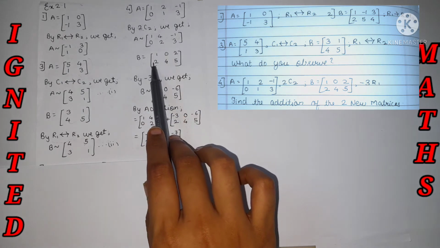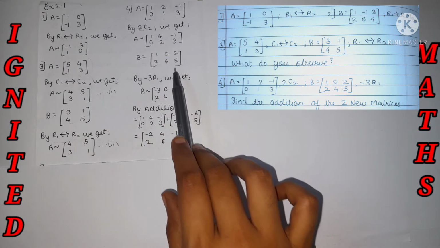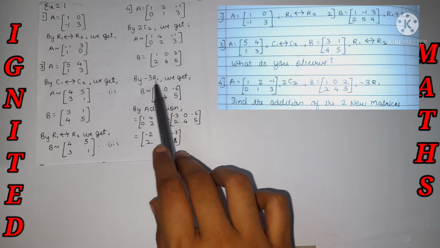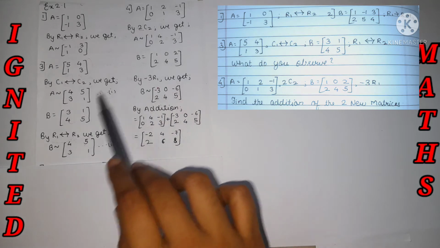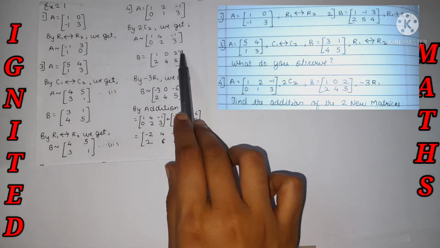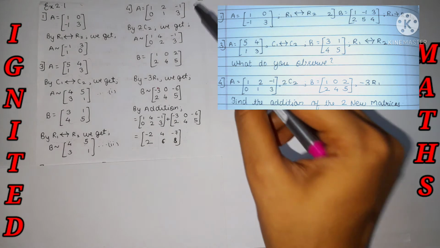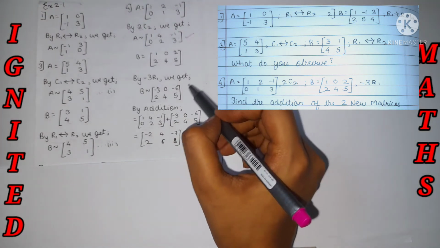And for the matrix B also, let's operate R1 as minus 3R1. This is my R1, so multiply by minus 3. Here I have multiplied it, and these are my 2 new matrices, this and this.